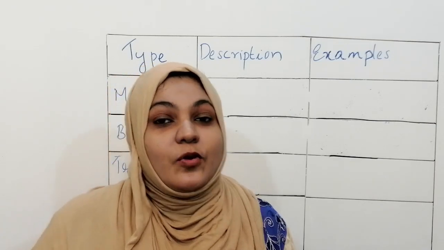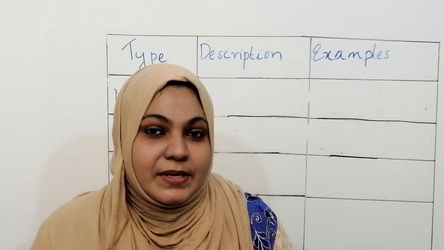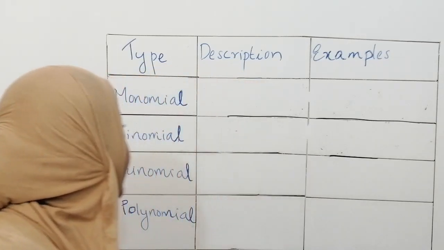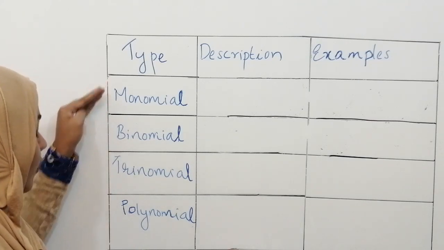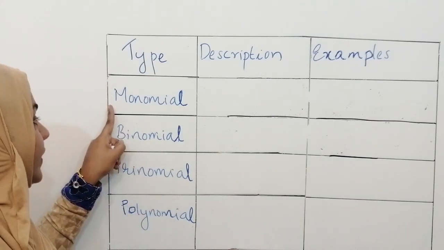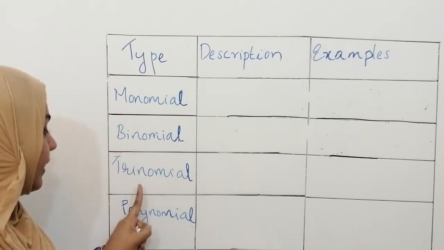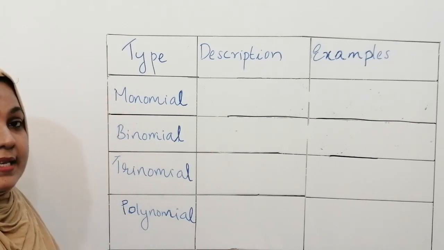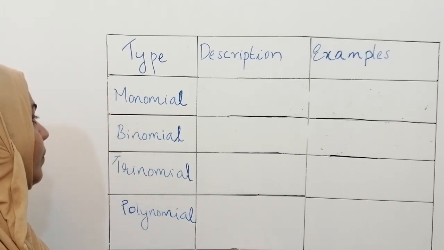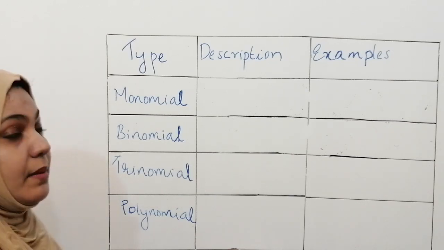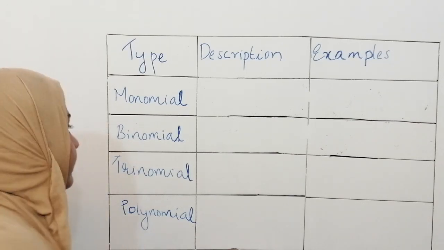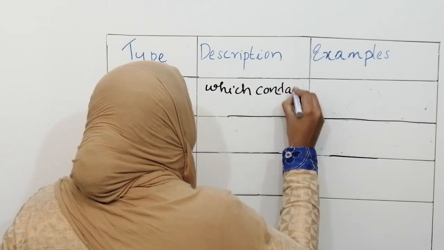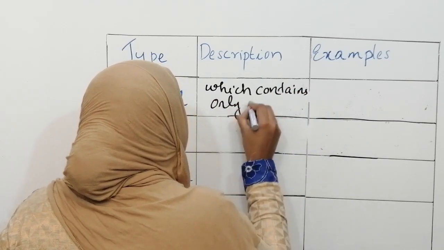Today we are going to discuss different types of algebraic expression. Let's see what the different types of algebraic expression are. Here you can see the table. Here I wrote 4 types of algebraic expression. First one is monomial, second one is binomial, third one is trinomial, last one is polynomial. Let's see the definition of each. First one is monomial. What is monomial? Monomial means it contains only one term.